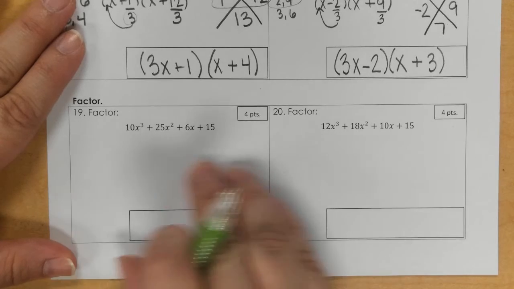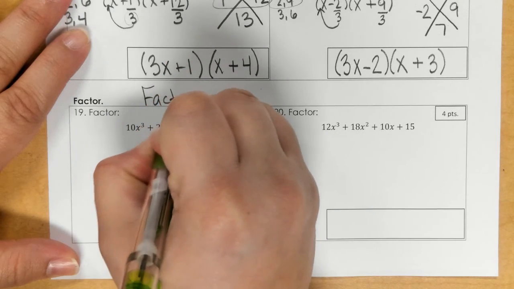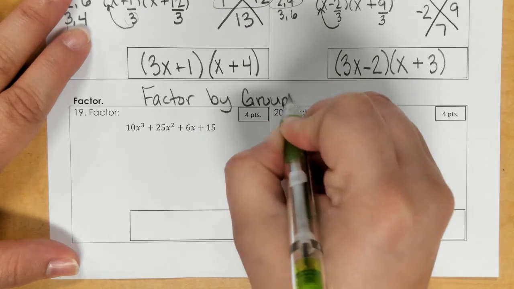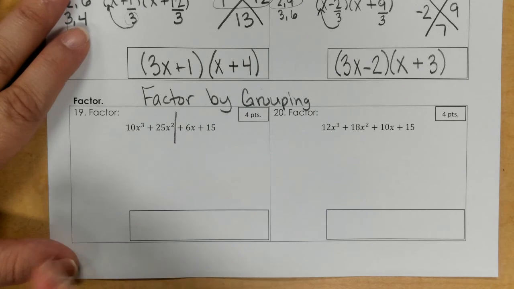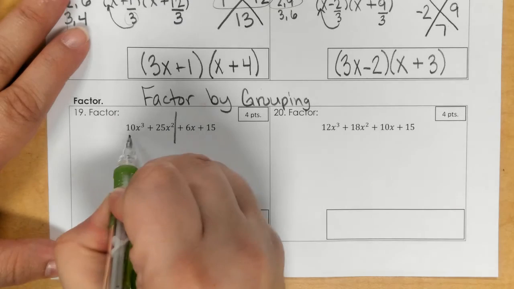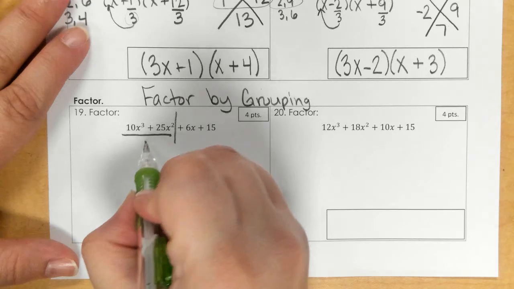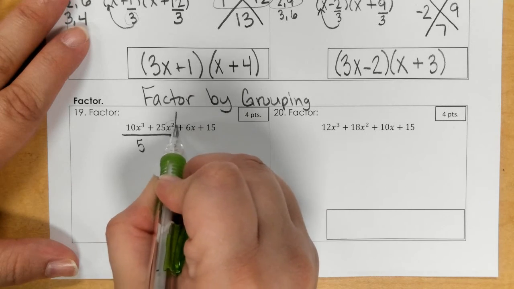Then for 19, this is when you have 4 terms. So 4 terms, we called this factor by grouping. And that was when we cut it in half, and we found the GCF of each group. So I asked myself, okay, what goes into 10 and 25 evenly? And it has to be 5. And both have an x, so I take the smaller x.